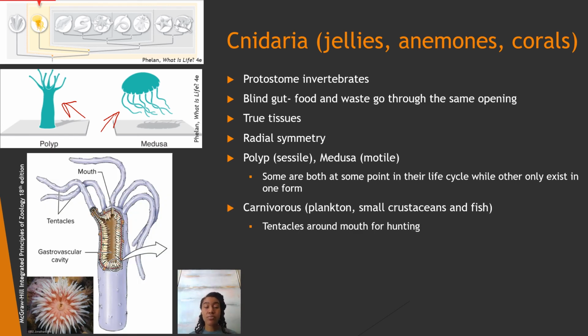Cnidarians are carnivores, so they eat other animals and plankton and things like that in order to get the food they need, mostly small crustaceans and fish. And how they do this is they have tentacles around their mouth that they use to grab food. So in this image here, the mouth is here. It's a bit hard to see, but you can see it in this picture of this anemone right here. That's the mouth. And then the mouth is surrounded by a variety of tentacles.